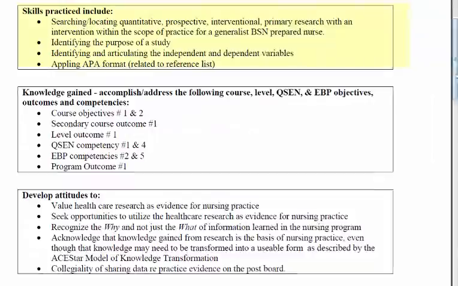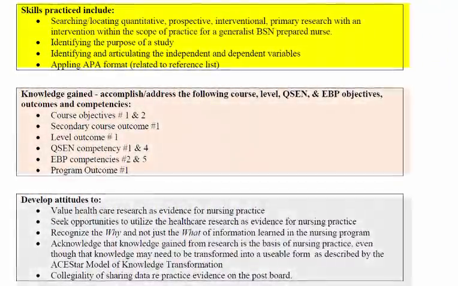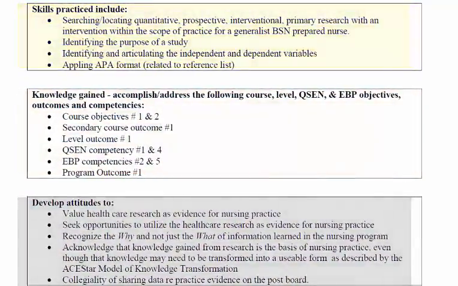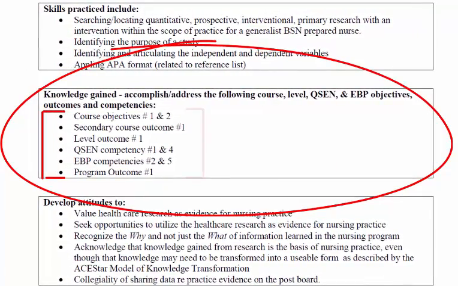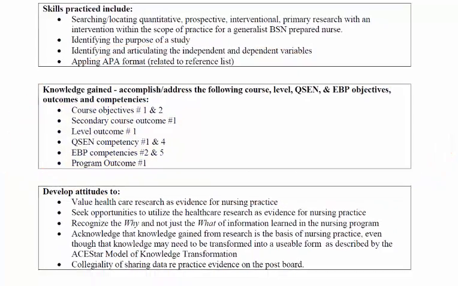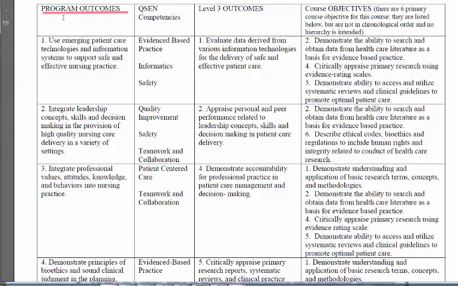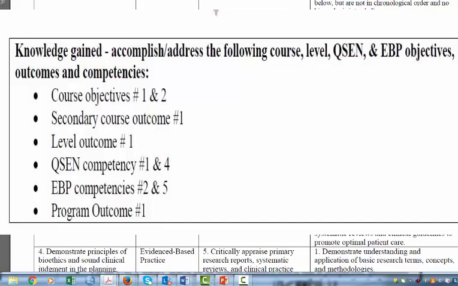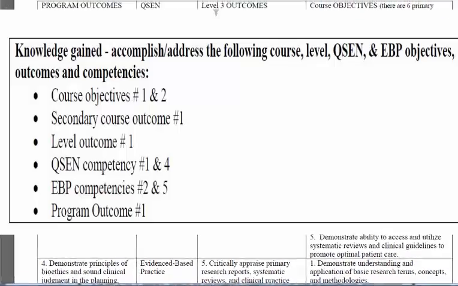So the skills, knowledge, and attitudes related to Assignment 1 are listed here. Notice that all of the knowledge here is reflective of the course objectives, the secondary course outcomes, the level objectives, so level 3 outcomes, the CUSIN competencies, evidence-based practice competencies, and the program outcomes. If you recall from the syllabus, program outcomes, CUSIN competency, level outcomes, and course objectives are spelled out for you. When they're numbered and listed in the columns, you can see the coordination between them.